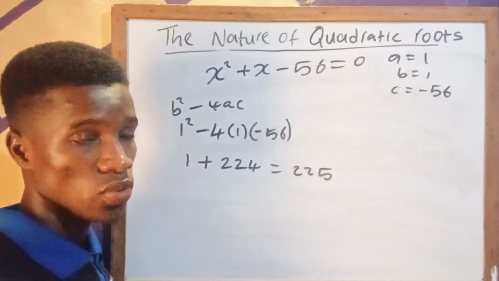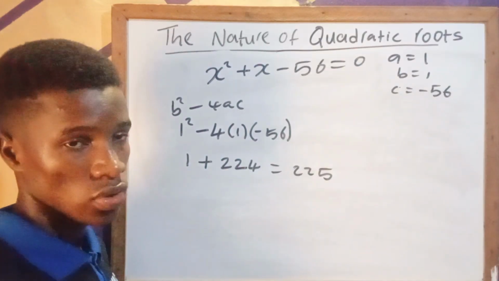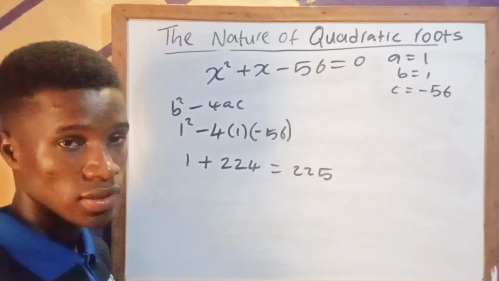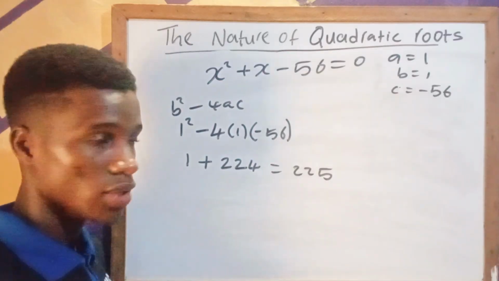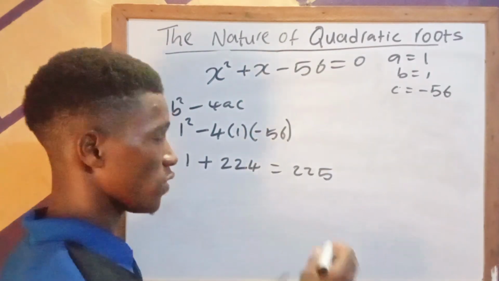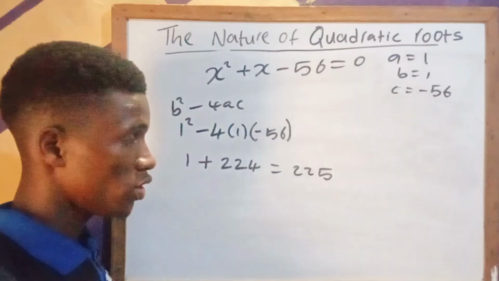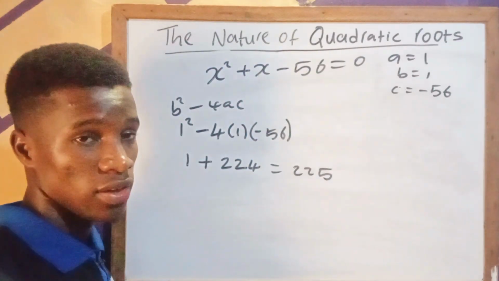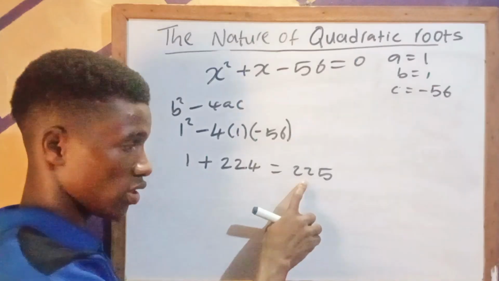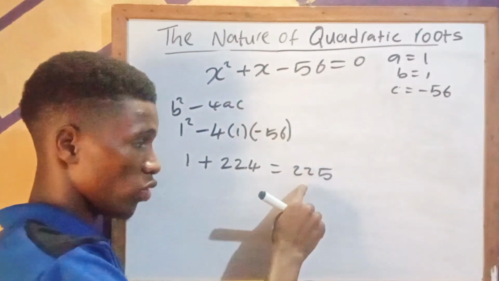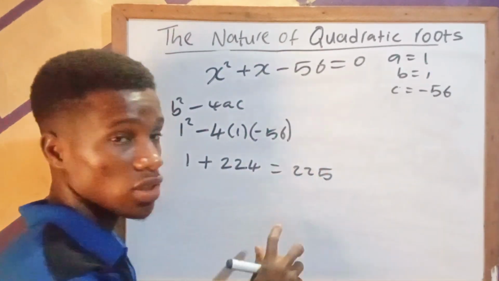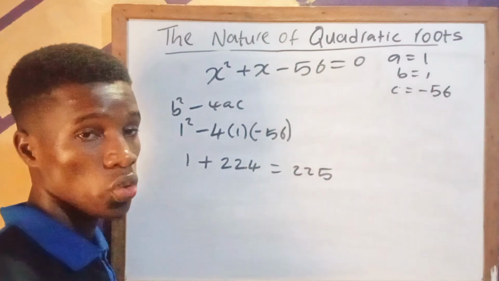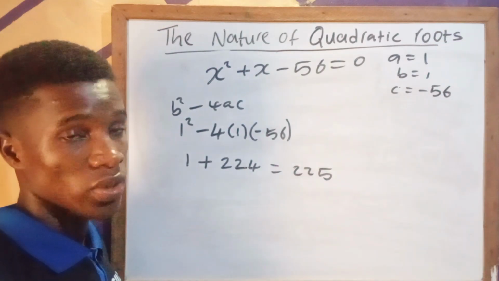That means we are expecting to have two real roots. Now, can we actually factorize this? Yes, we can factorize it because the square root of 225 is equal to 15. So this number here is a perfect square, so we can actually factorize it. We can factorize this because we already saw from the discriminant that the square root of this is a whole number.